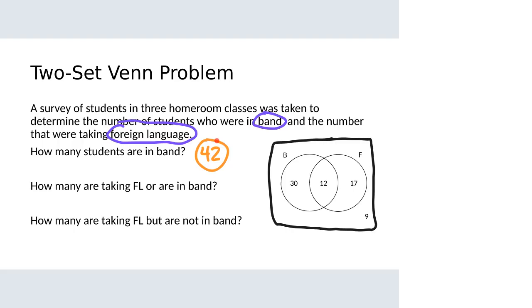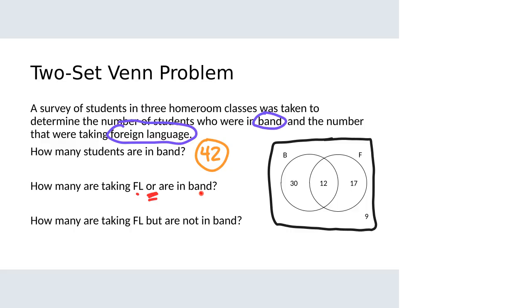Here's a question that leans into intersection and union when it says, how many are taking foreign language or are in the band? What does or mean? What does or have us do here? Well, Stephen's quick. Great. I'm not guaranteeing he's right, but I like the confidence very much. Very good, Joanne. You're exactly right. What we're looking for when it says or is the union.